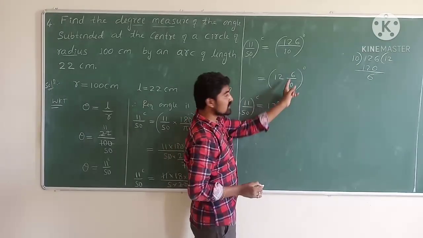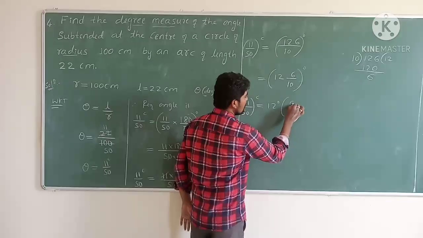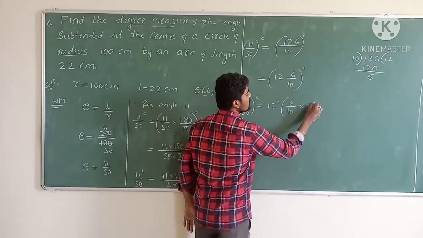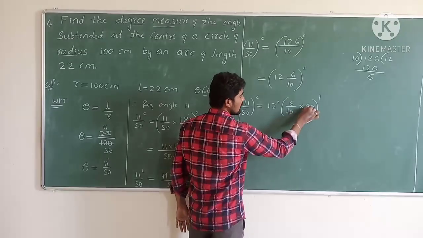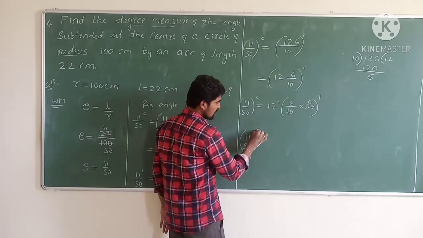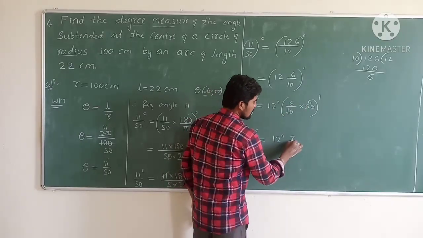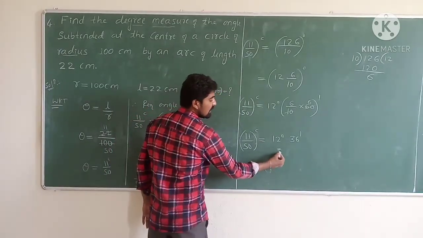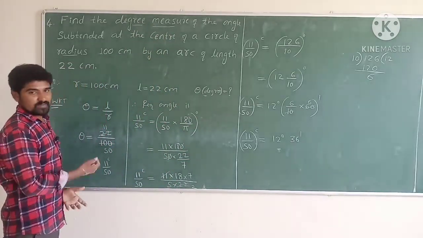12 degrees. The remaining 6 by 10 in terms of degrees, we need to convert in terms of minutes. For that, we multiply 6 by 10 by 60. Now it is in terms of minutes. 10 ones are 10, 6 sixes are 36. Therefore, 11 divided by 50 radians is equal to 12 degrees 36 minutes, and this is the required angle in degree measure. I hope all of you understood. If possible, take a look.